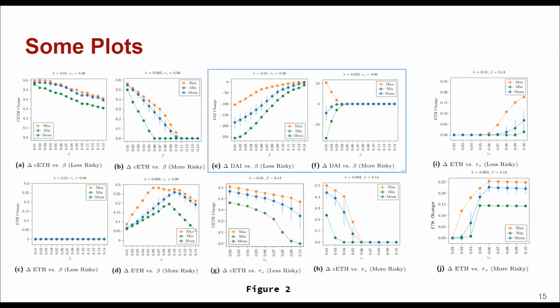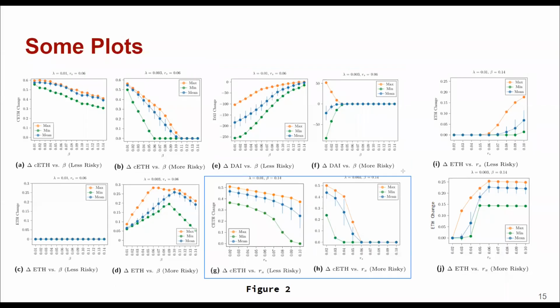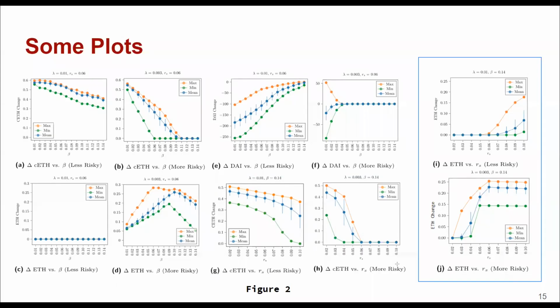In figures 2E and 2F, we observe a risk-tolerant investor prefers to hold on to DAI, whereas a risk-averse investor prefers to get rid of DAI. In figures 2G and 2H, we see that mean CE change for a risk-tolerant investor is more sensitive to RS as compared to a risk-averse investor. In figures 2I and 2J, we see that the risk-tolerant investor prefers to hold more ETH as compared to a risk-averse investor.